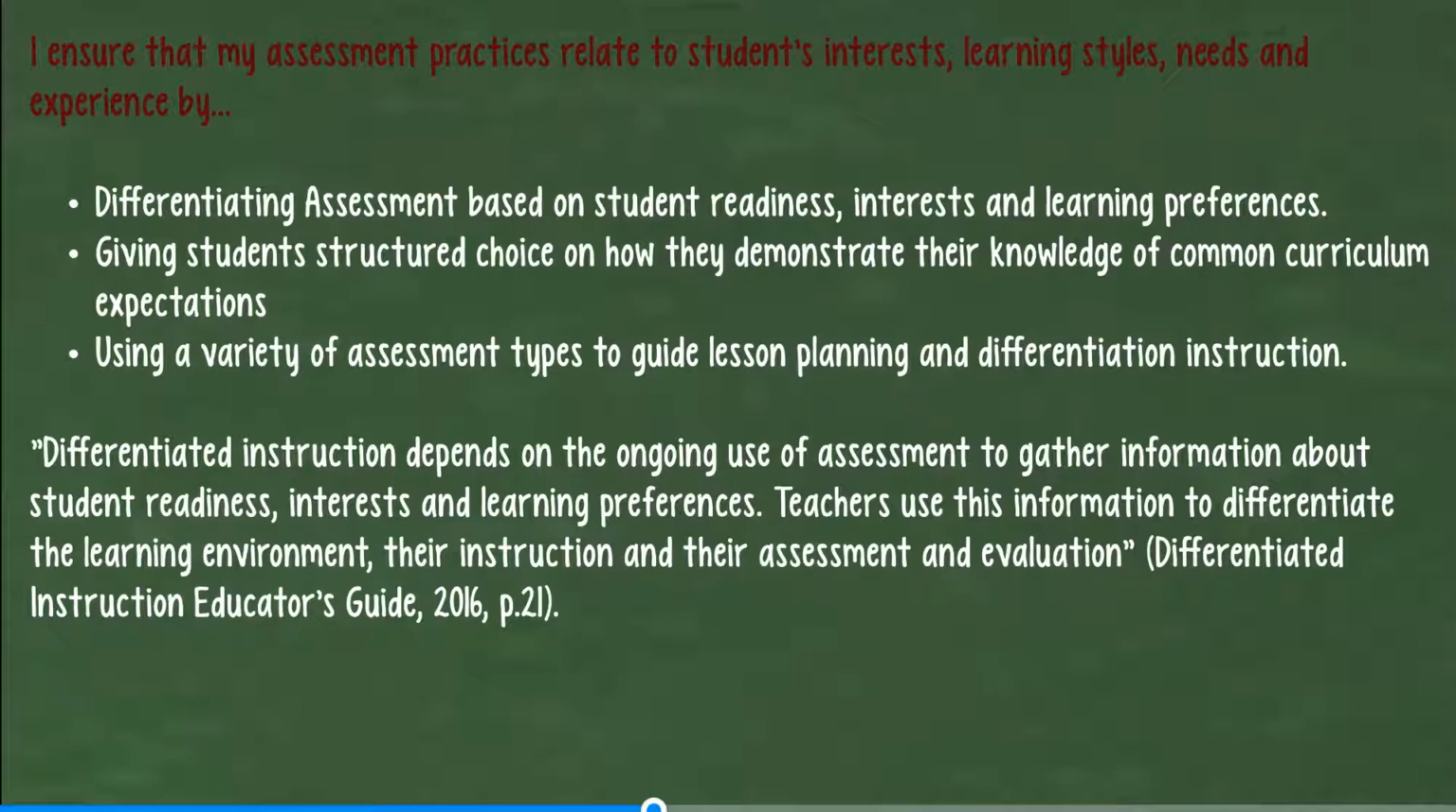I ensure that my assessment practices relate to student interests, learning styles, needs, and experience by differentiating assessment based on student readiness, interests, and learning preferences. By giving students structured choice on how they demonstrate their knowledge of common curriculum expectations, and by using a variety of assessment types to guide lesson planning and differentiated instruction. This practice is supported by a statement in the DI Educator's Guide on page 21.